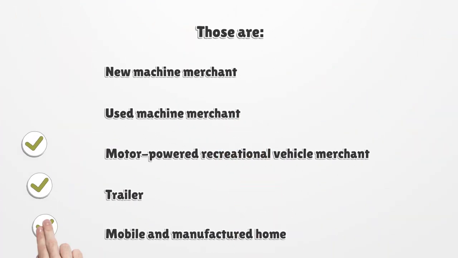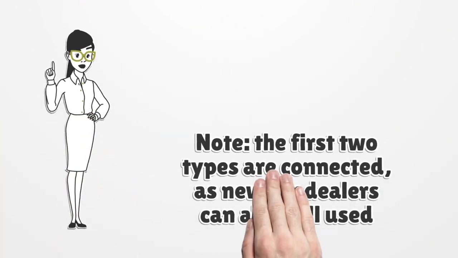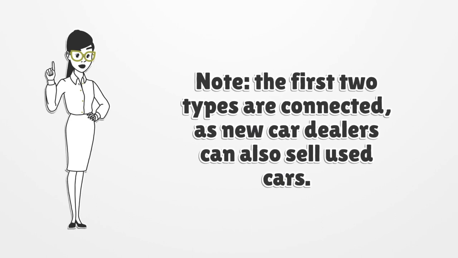Those are new machine merchant, used machine merchant, motor powered recreational vehicle merchant, trailer, mobile, and manufactured home. Note, the first two types are connected, as new car dealers can also sell used cars.